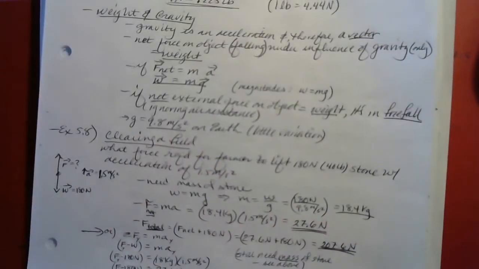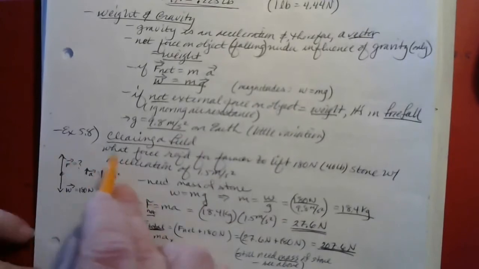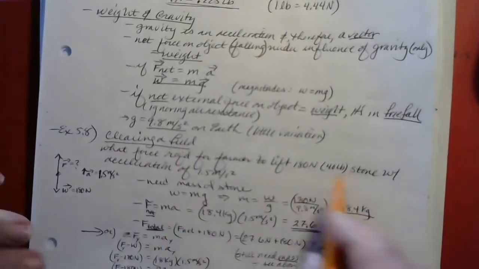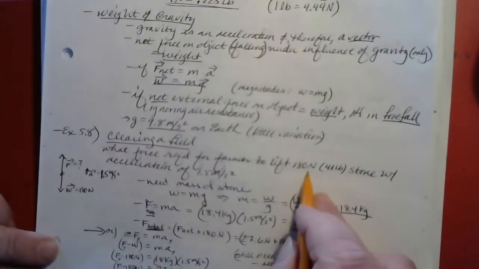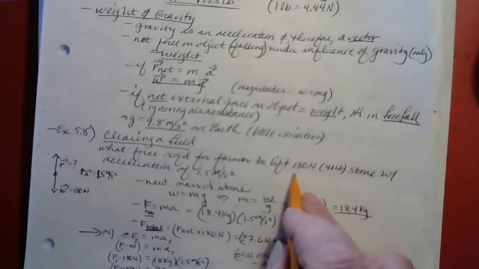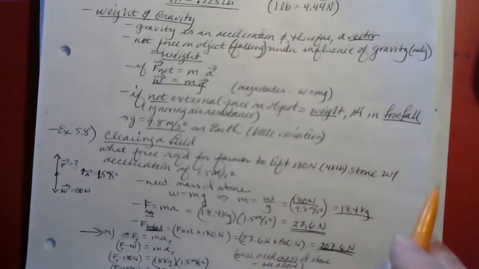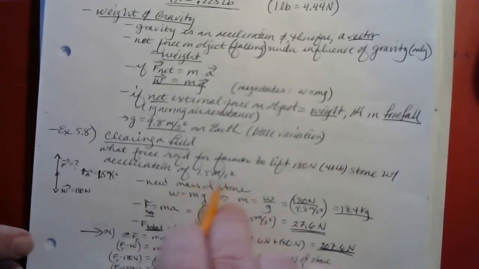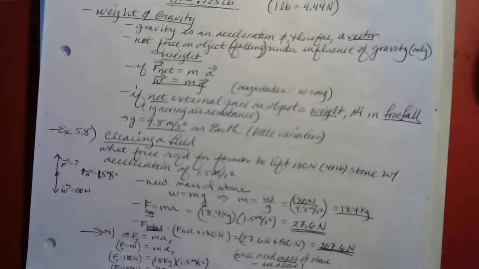An example for using forces and weights is example 5.8 in the book, an example of a farmer clearing a field. The farmer basically wants to lift a stone that has a weight of 180 newtons, which would be about 40 pounds. And he wants to raise it with an acceleration of 1.5 meters per second squared. So he doesn't just want to lift it, he wants to lift it with a certain acceleration.